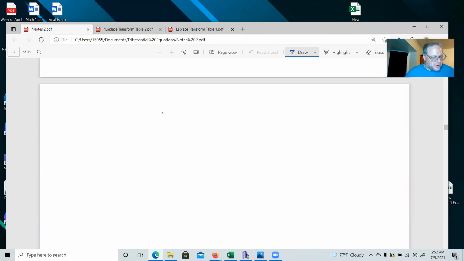So here's the one where we're going to find the inverse Laplace transform. And here it is. We have S over S minus 3, S minus 4, and S minus 12. Okay, now what we're going to have to do is partial fractions on this. So here we go.